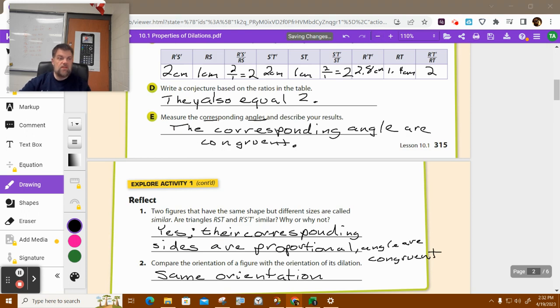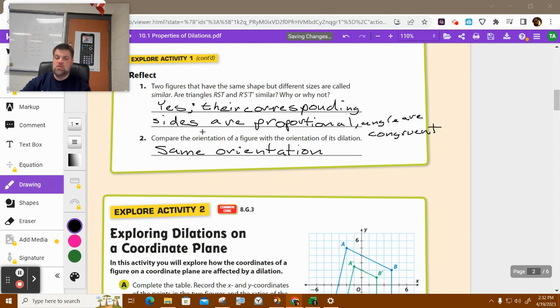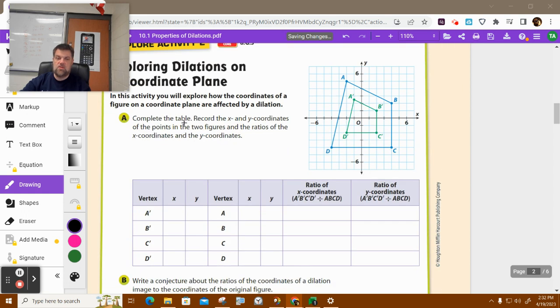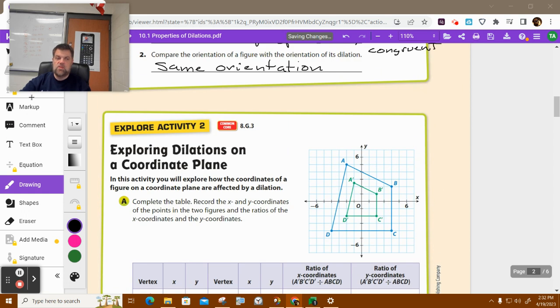All right, so what I'd like for you guys to do now is try to do explore activity number 2 on your own, and we'll go over that in just a second. So get started on the explore activity.